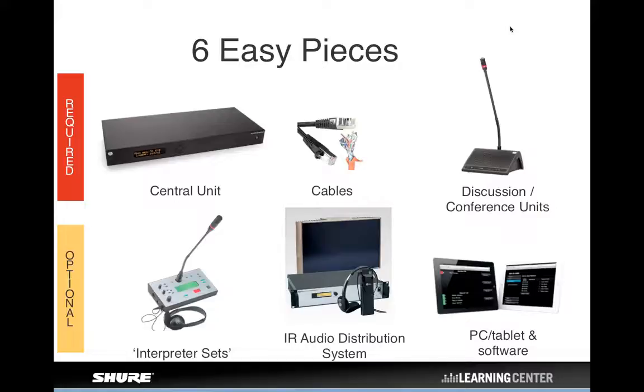So in any of these discussion or conference systems, you're always going to have one central unit, which is really kind of the brains of the operation. That's the rack mount piece that runs and powers the whole system. So the delegate units do not have to have power run to them or batteries put in them or anything like that. They simply tap all of their power off of the central unit. And then it connects together using shielded Cat5e or Cat6 cable.